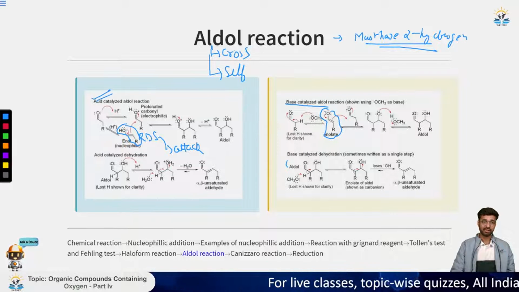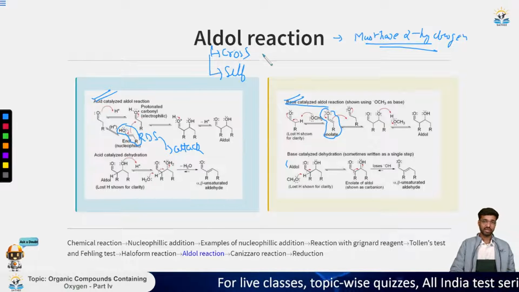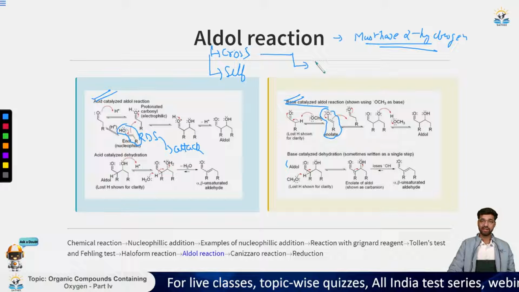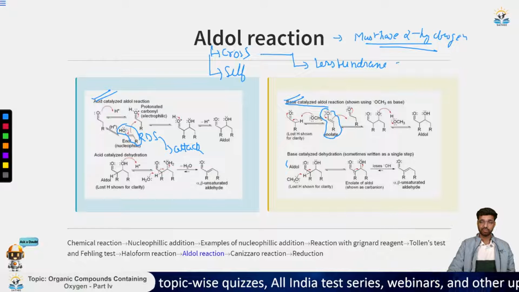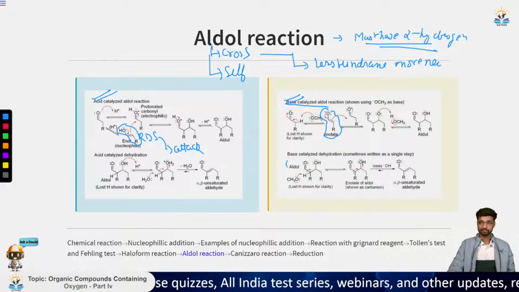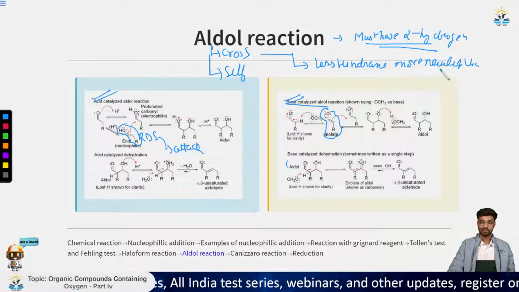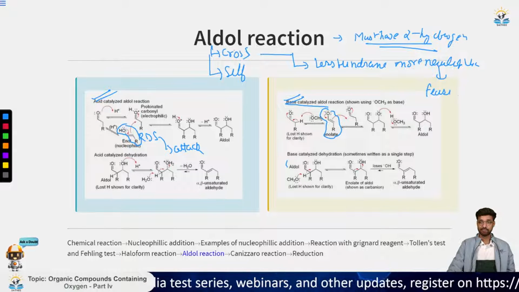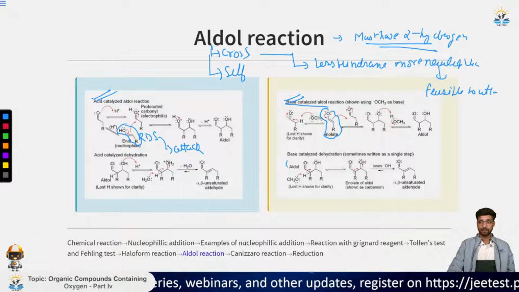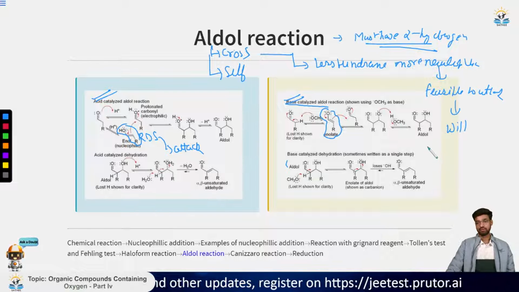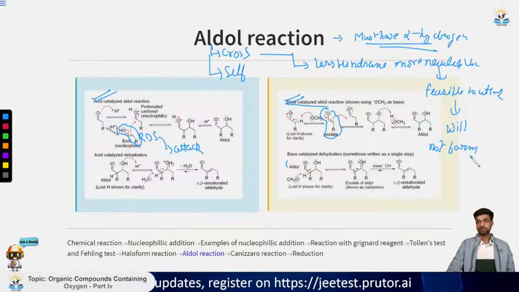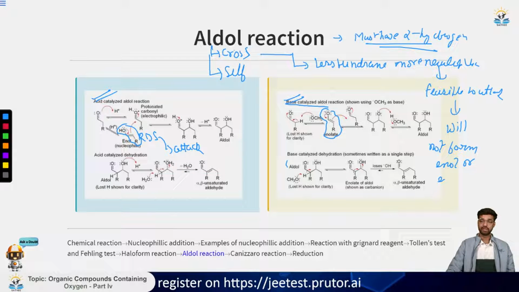Now it can be acid catalyzed and base catalyzed. If the case is cross aldol, then the one which has less hindrance, or you can say is more nucleophilic, will be feasible to attack and will not form enol or enolate. In case of acid we have enol, and in case of base we have enolate.